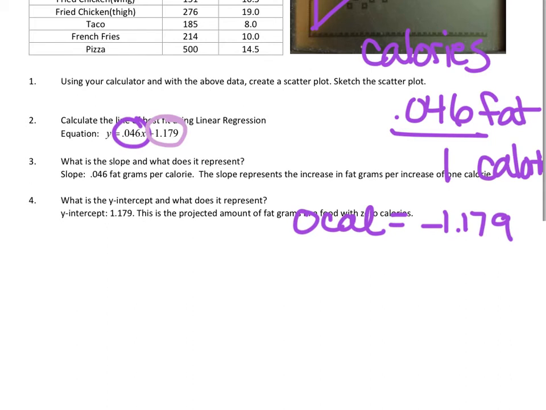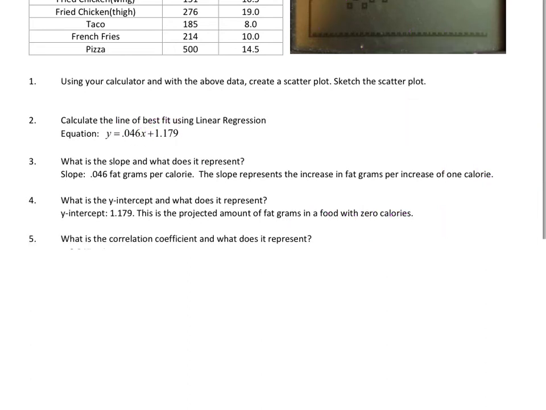I say projected because I don't think that's really going to happen. If you have a food with 0 calories, like a glass of water, it's not going to have negative 1.179 fat grams. But once again, it's projected because we're finding an average rate of change here. All right, now what is the correlation coefficient and what does it represent?